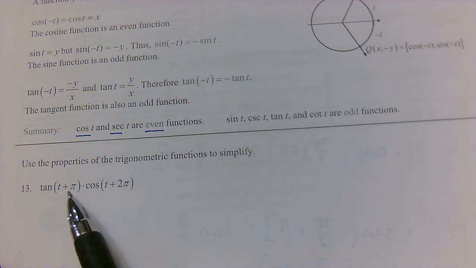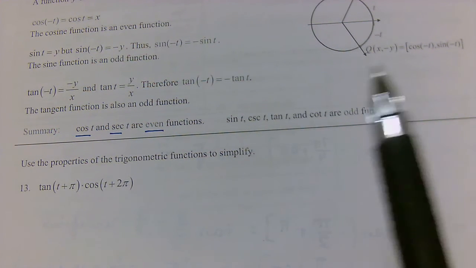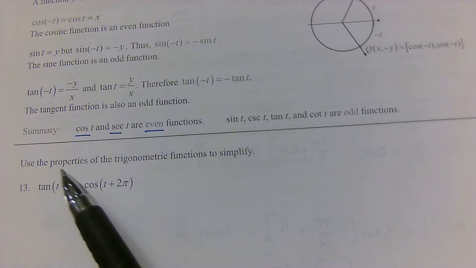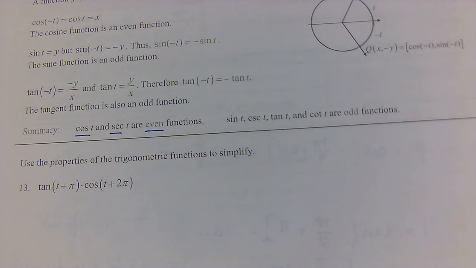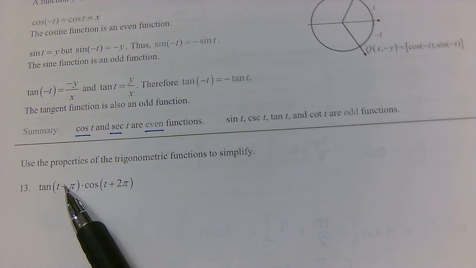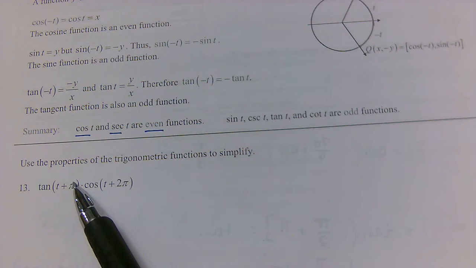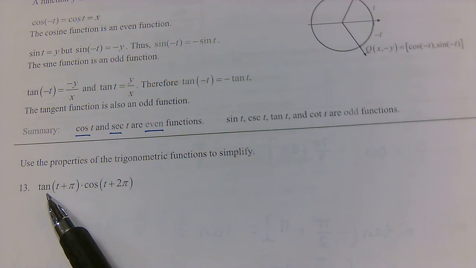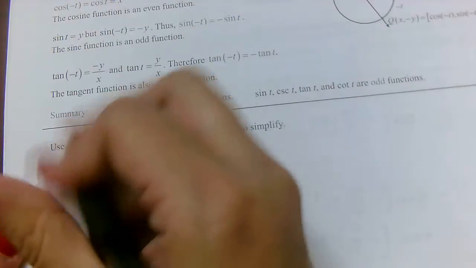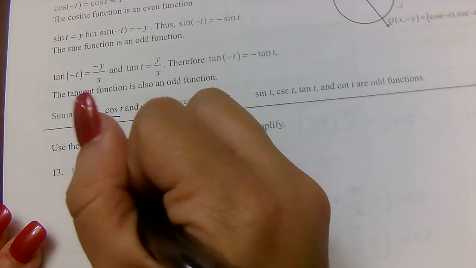Okay, so if I'm looking at these here, it's just saying use the properties of the trig functions to simplify. So that's all we're going to do, is we're going to simplify this. Okay, so t plus pi. Well, if you remember, pi for tangent is 1 period. So it's basically the same thing as saying tangent t.